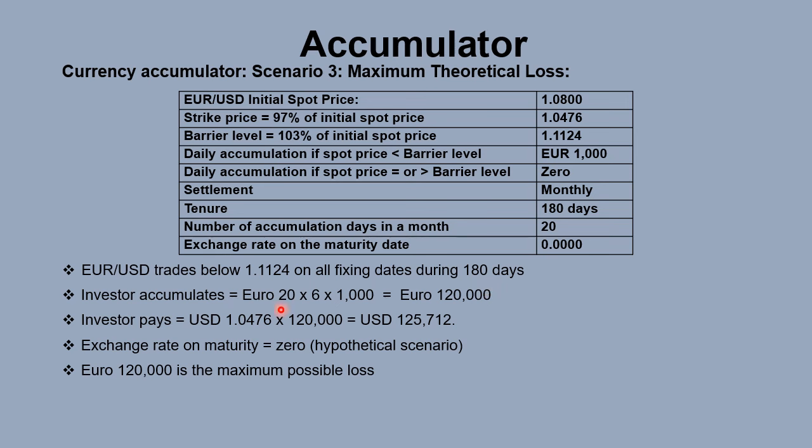will accumulate euro 20 into 6, which is 120 days, into 1000, which is euro 120,000, by paying USD 1.0476 into 120,000, which is USD 125,712. If the exchange rate falls to 0, hypothetically, this is the maximum possible loss that the investor can incur. As we know, the euro 120,000 is the maximum possible that the investor can accumulate, because there is no gearing multiple. Euro 120,000 is the maximum possible loss, although it is almost impossible.